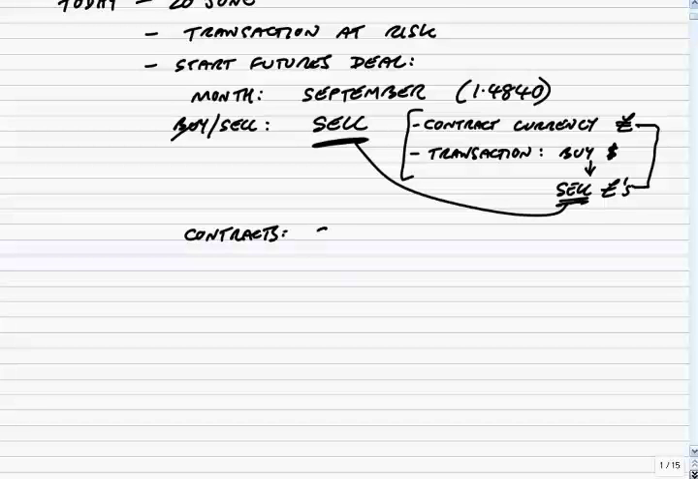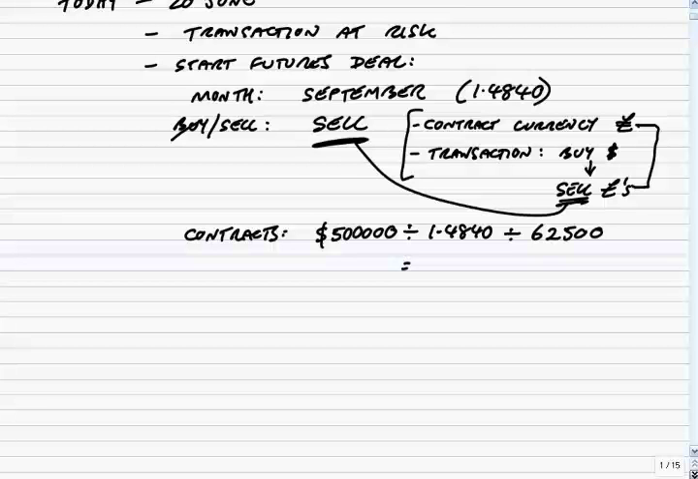Well, you take the transaction amount, 500,000. That's the amount we would like to deal in. We've got to restate it in pounds. Well, convert at the current futures price, 1.4840, and that's how many pounds we want to deal in. It has to be in fixed size contracts, so divide by the contract size of 62,500.